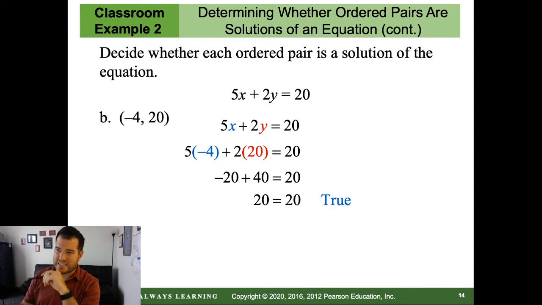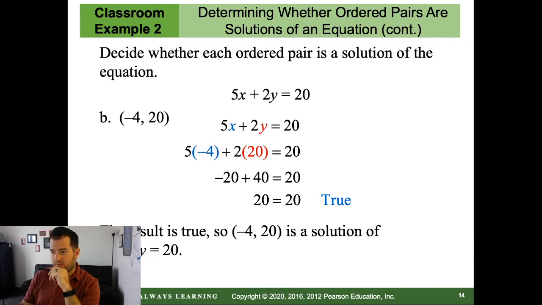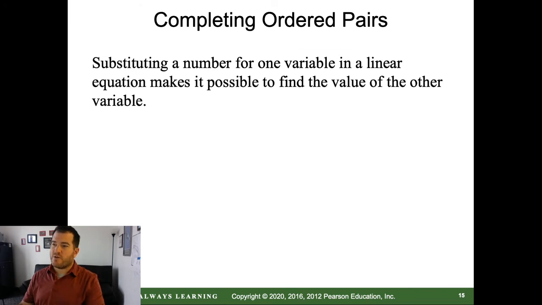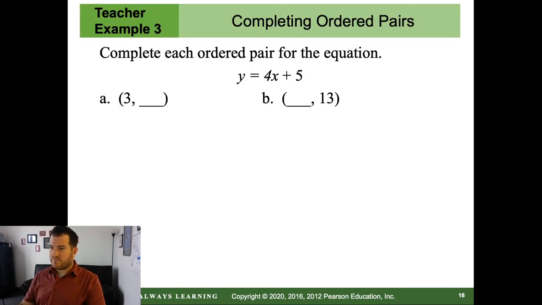So that is an ordered pair. That ordered pair is a solution for that equation, okay? So that's all we're talking about there. So now we're going to complete ordered pairs. So what does this mean?